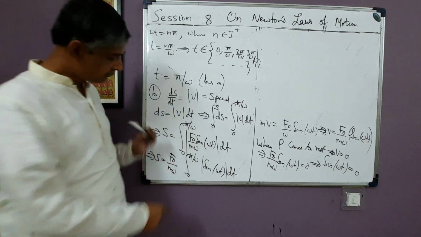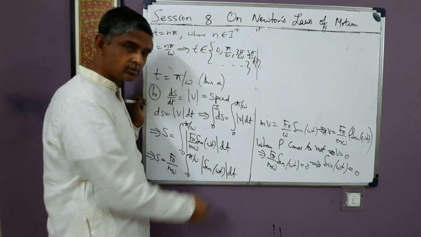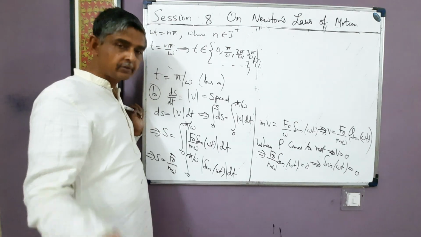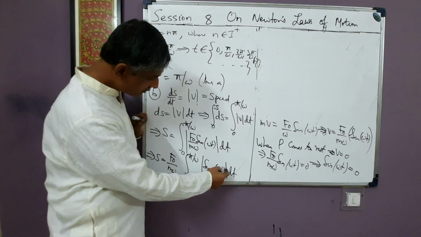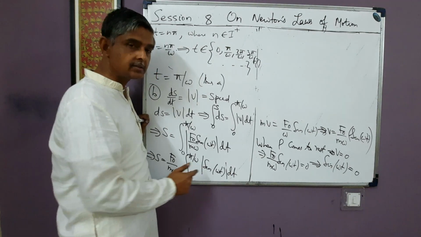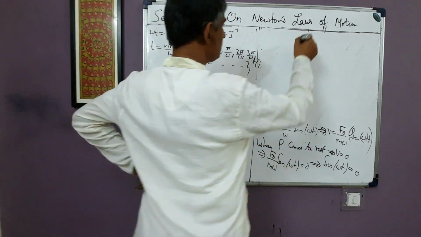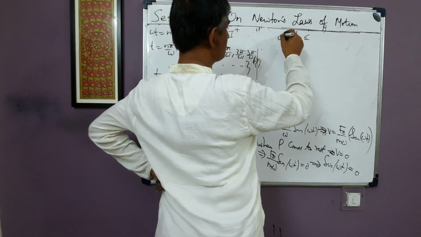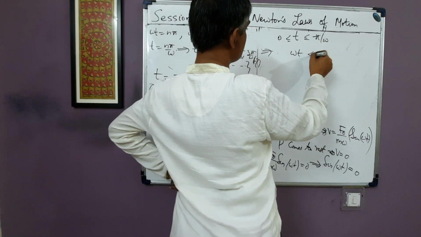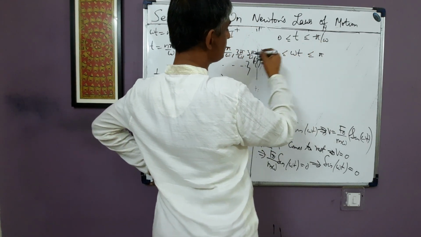See, in order to integrate this term, the modulus sign has to be removed. Mod of sin omega t is always greater than or equal to 0 by definition of the modulus function. I have to write this quantity inside the integral in such a way that it becomes positive and the modulus sign doesn't appear. Now you see, t lies between what limits? 0 to pi by omega.